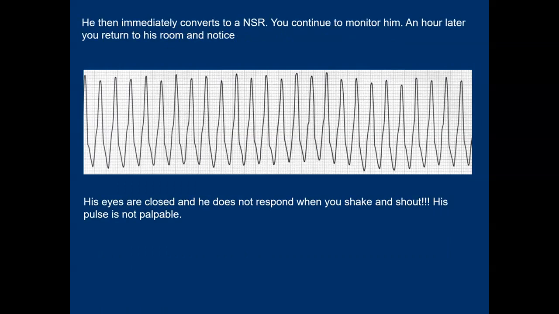Now, he immediately converts to normal sinus rhythm after a synchronized cardioversion, but you're going to continue to monitor him because you're a UTA awesome graduate nurse. But then an hour later, you return to his room and you notice, yes, the same rhythm. His eyes are closed. He does not respond when you shake and shout, and his pulse is not present.